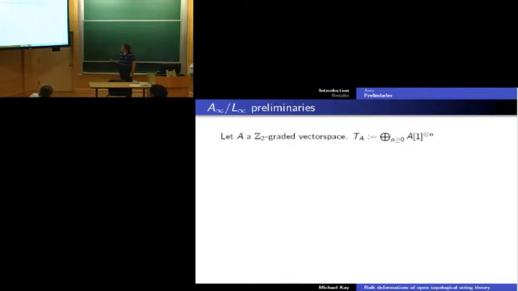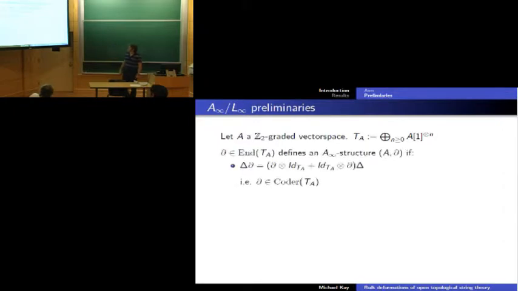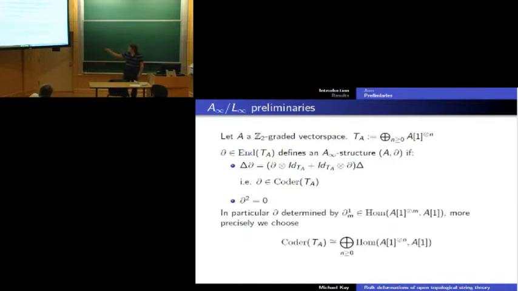So let A be a Z2-graded vector space. So we will denote the tensor coalgebra of A as follows with the usual coproduct. Now, an endomorphism of TA, delta, defines an A-infinity structure on A if it satisfies 2 properties. The first is a co-Leibniz rule, so it's a co-derivation. And the second is that it squares to 0, so it's a differential. Now, the squaring to 0, well, I'll say maybe later. So, well, in particular, the first property tells us that the delta is determined by the many-to-one maps, M to 1.